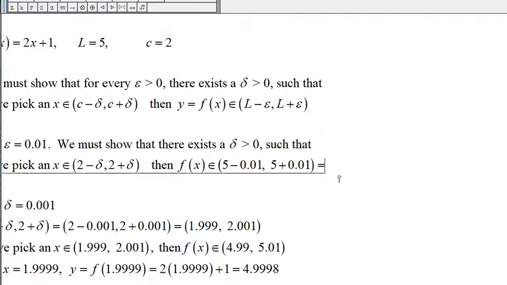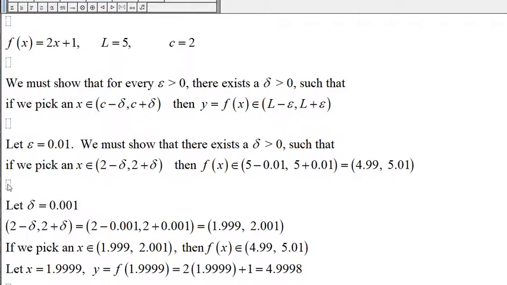And notice that this right here is equal to 4.99 and 5.01. Now if we picked an x, we need to pick an x from this interval right here and show that the corresponding y value is inside the interval 4.99 and 5.01.